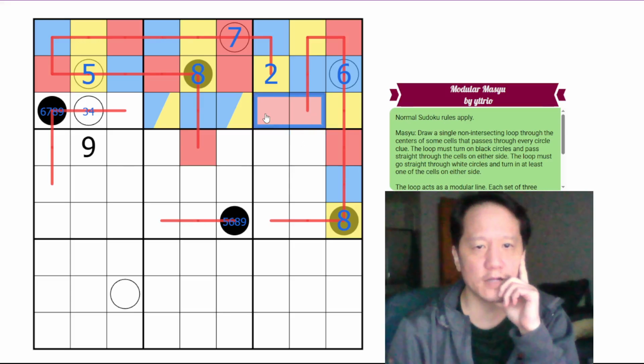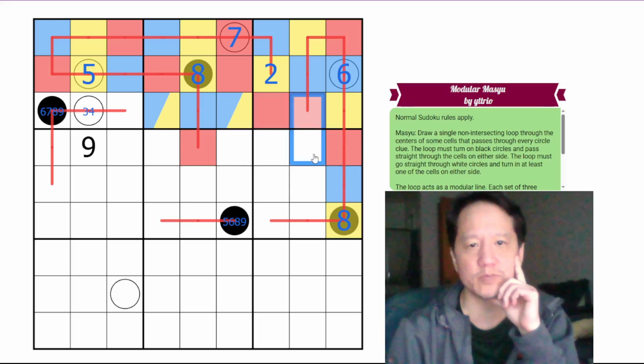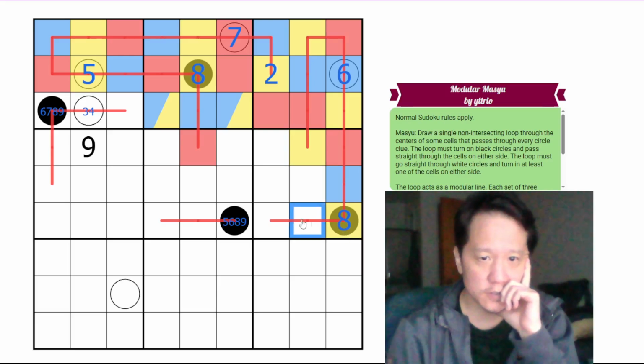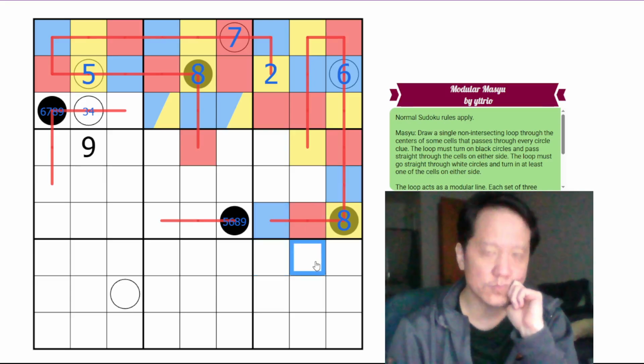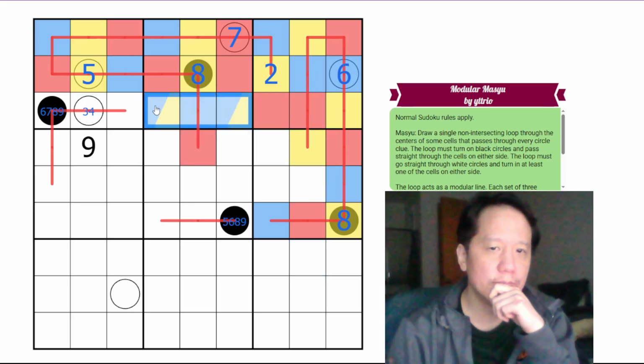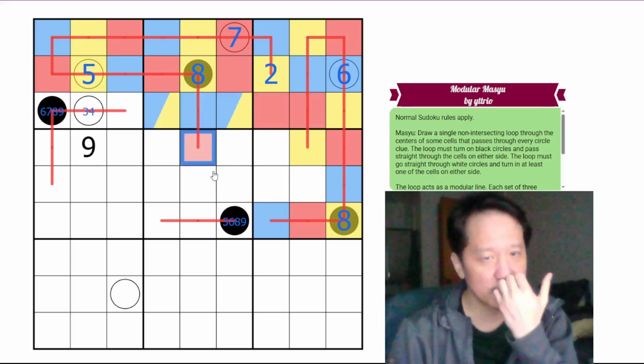So this cannot go that way. It has to go here to be yellow. So this is yellow here that it goes through. This sees 8, so this is again yellow, blue, yellow, and this is red, which forces this to be blue. Okay.